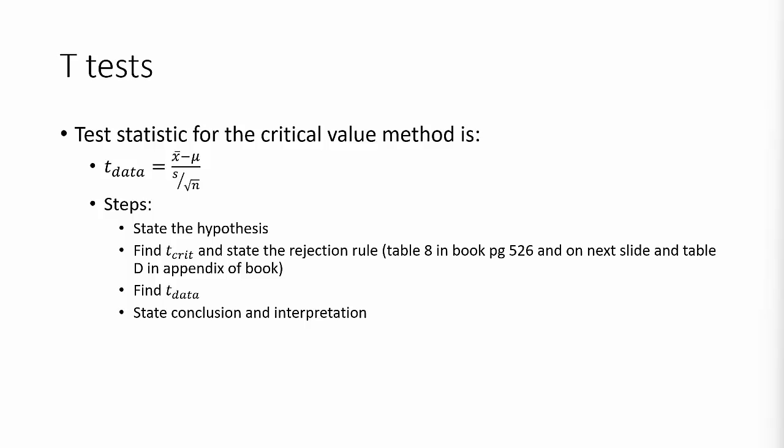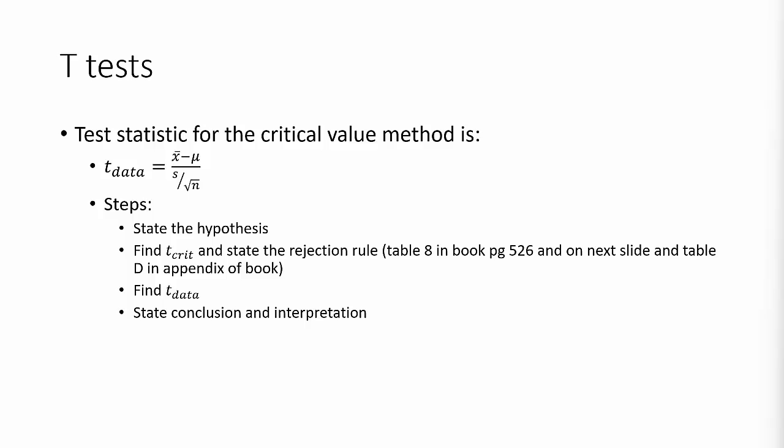All right, welcome to an explanation of t-tests. Like the hypothesis testing for the z data and z critical values and the p-values, we can do this with a t statistic as well. So we calculate the t data, which is the x mean minus the population mean over the population standard deviation divided by the square root of the sample size.